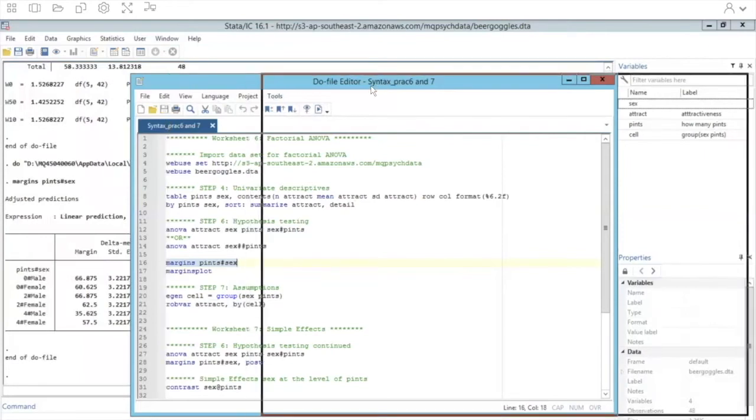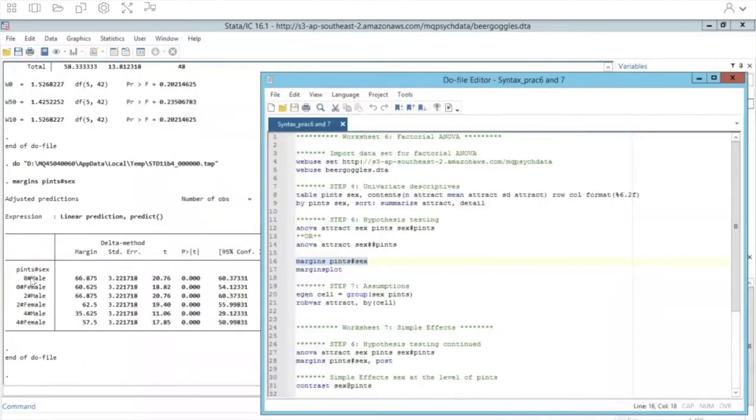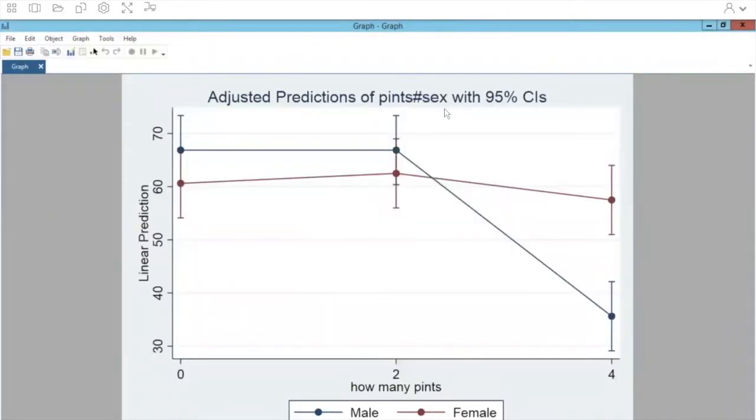Right, so again, we can see the mean attractiveness for males who had 0 pints and so forth, all 6 means. And then if you simply use the command margins plot, it will plot that for you. And this will help us to visualize any significant main effects or interactions that we have.